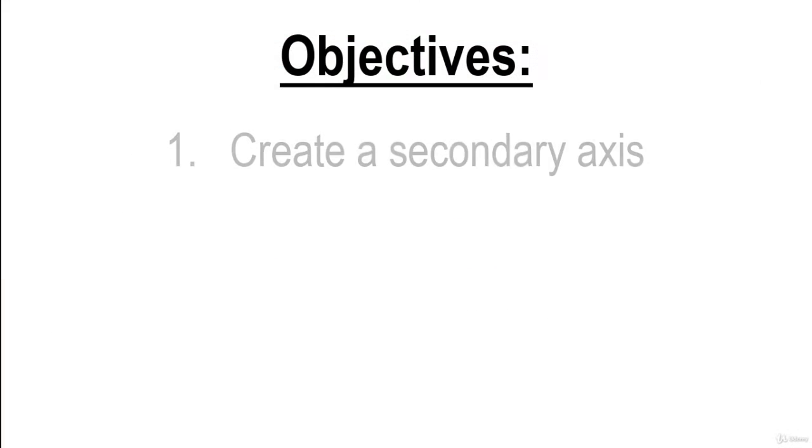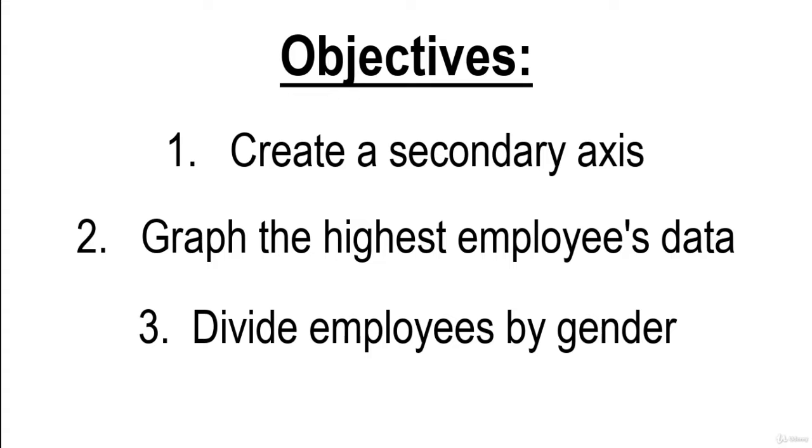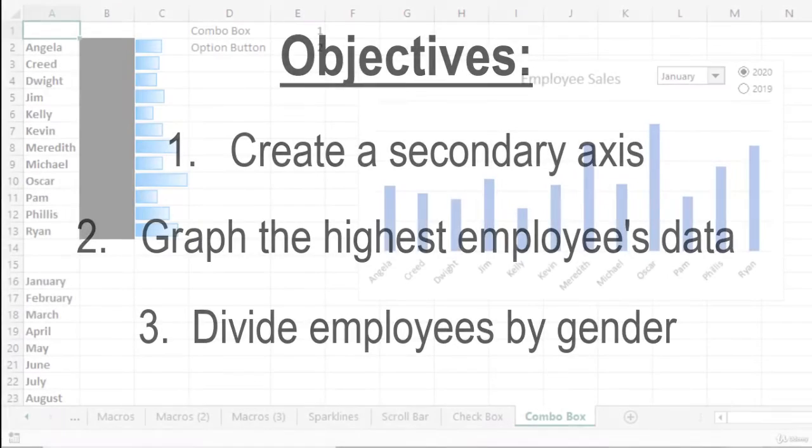First, we're going to create a secondary axis for our employees sales chart. And then we're going to graph the highest employees sales data and make it look different. After that, we're going to divide our employees up by gender to see who did the best per month, the girls or the guys. So let's get started.